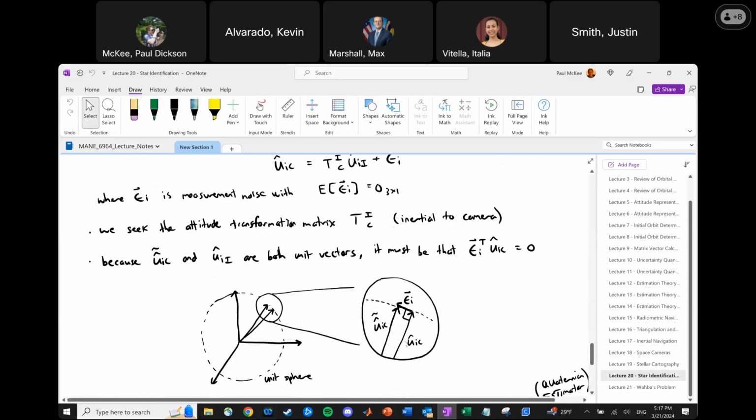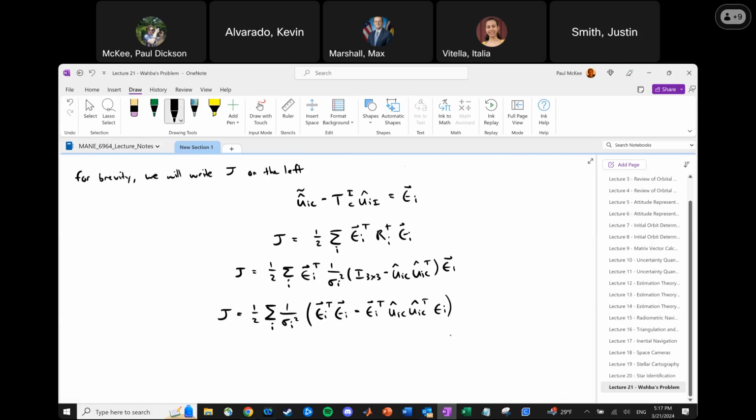the noise perturbs the UIC direction. It's essentially a small rotation. Because we're going from one vector to another vector on the unit sphere, the noise has to be perpendicular to UIC. So based on this, just as a reminder, epsilon I transpose UIC has to be 0, right? Because they're perpendicular to one another. So this simplifies a little bit.